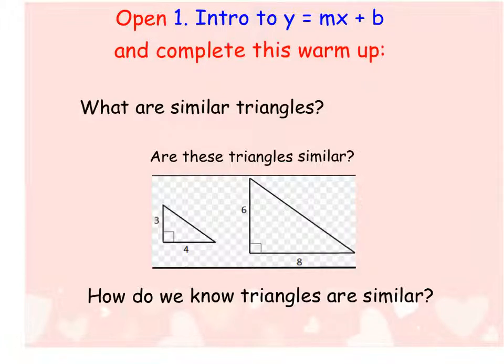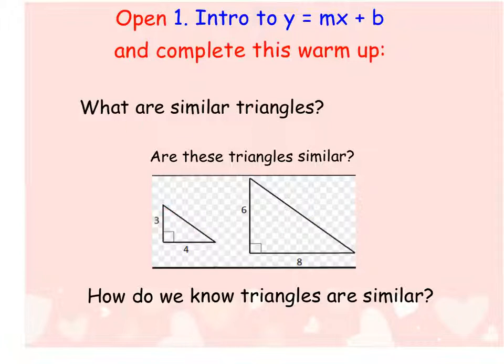We're going to start with reviewing a little bit about similar triangles. This whole lesson is about slope and the y-intercept. So it's intro to y equals mx plus b, which is the slope-intercept form. And we're going to talk about similar triangles as a way to help us find the slope.